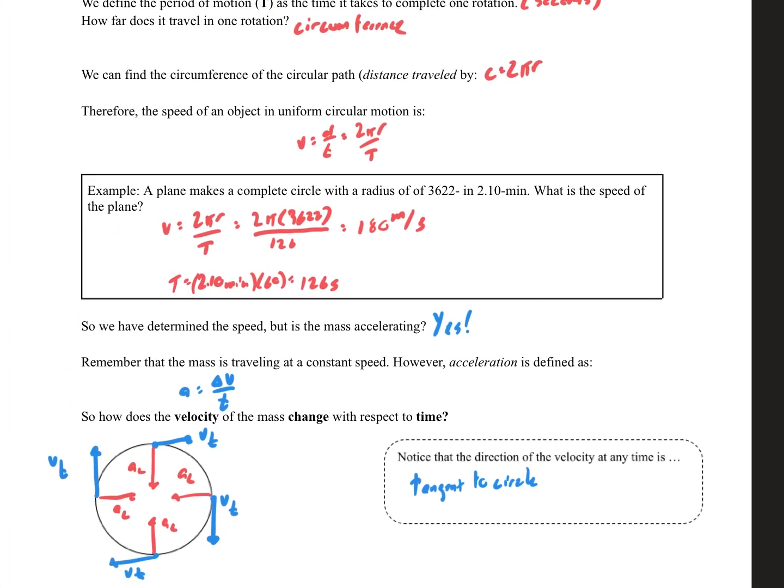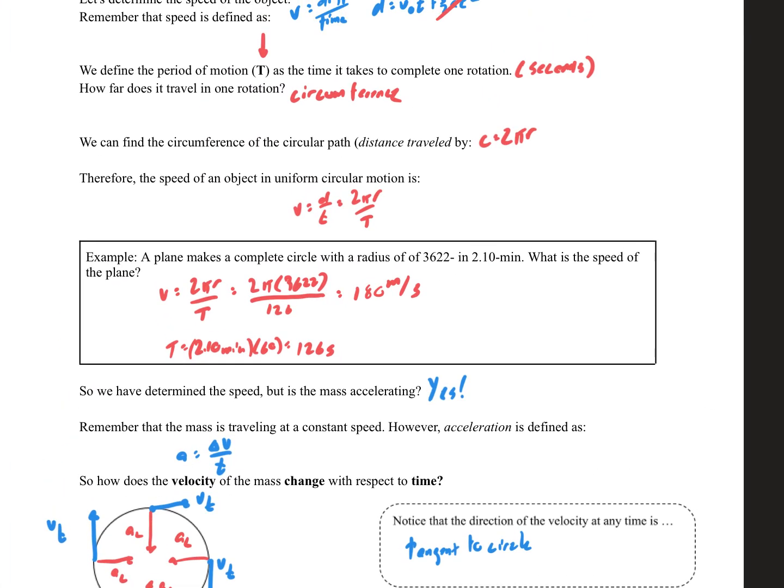So the main things to take away so far are the equation, velocity is 2 pi r over big T, remembering big T is the period, or time for one rotation. And then just remembering circumference is 2 pi r. That's the distance the thing travels.